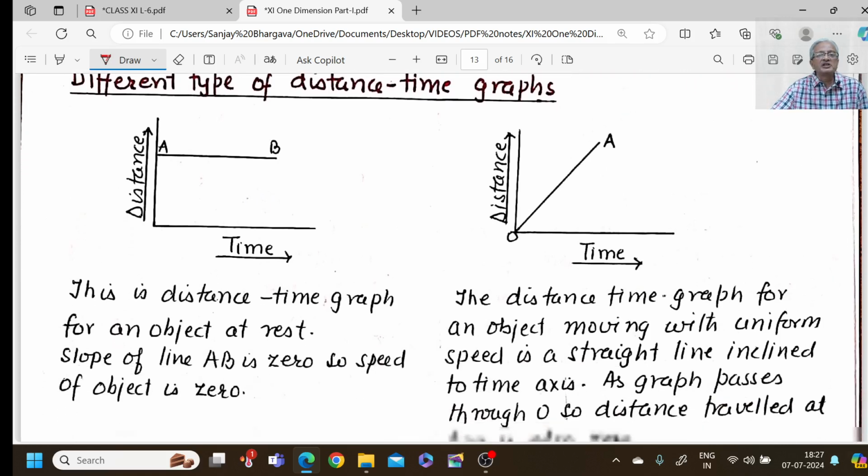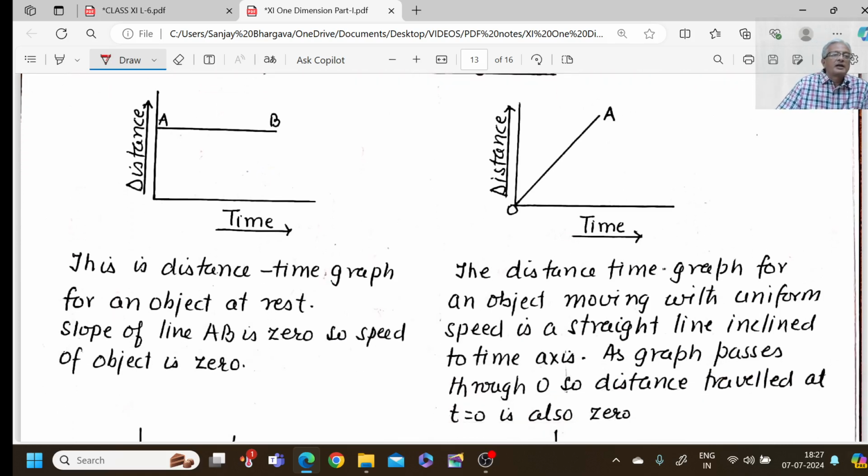First, we pick up the distance time graph. Let us pick up the first graph. What does it say? On the y-axis, we are plotting the distance. On the x-axis, we are plotting the time. This represents a distance time graph for an object at rest. The slope AB is 0. So the speed of the object is also 0. So what does this graph describe? It describes the stationary state of an object.